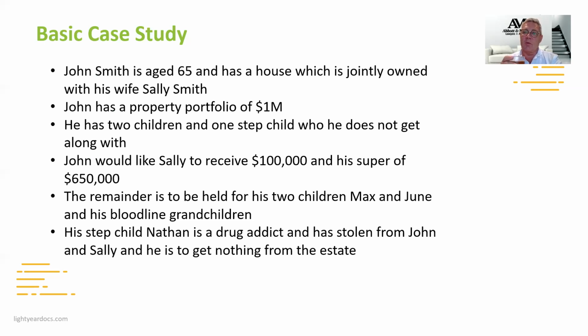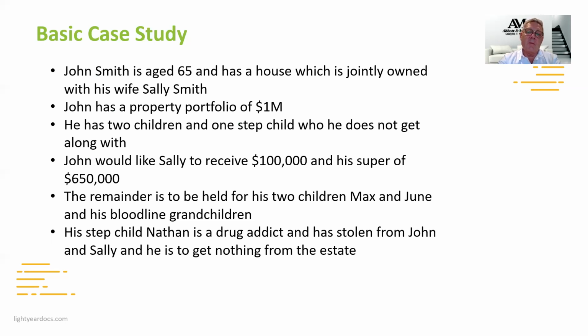Now, John's got a property portfolio of $1 million. And he's got two children and one stepchild he does not get along with. So that's a child from Sally's first marriage, who just doesn't get along with him. John wants to give Sally $100,000 and his super of $650,000.